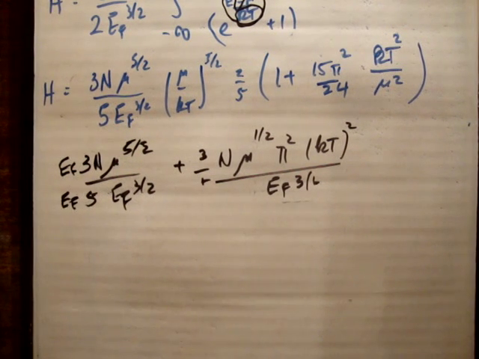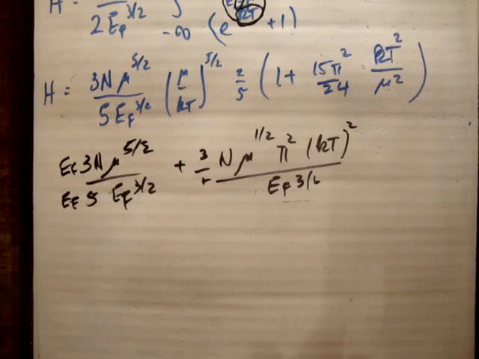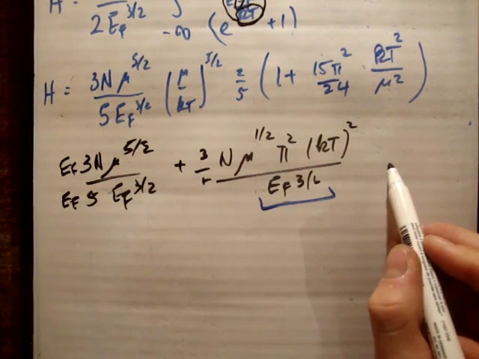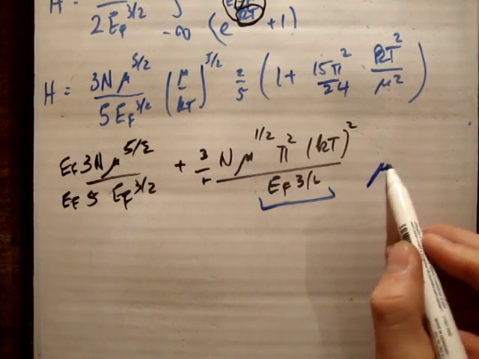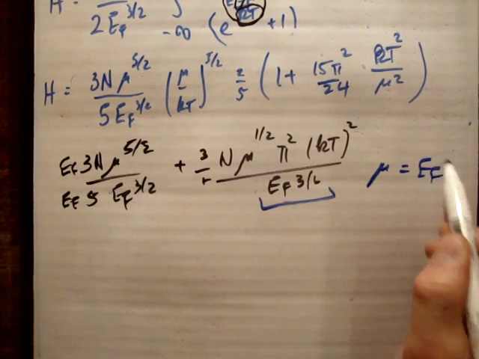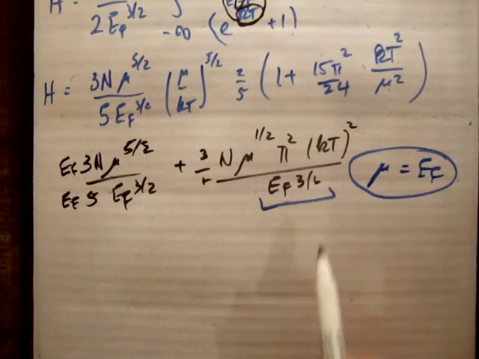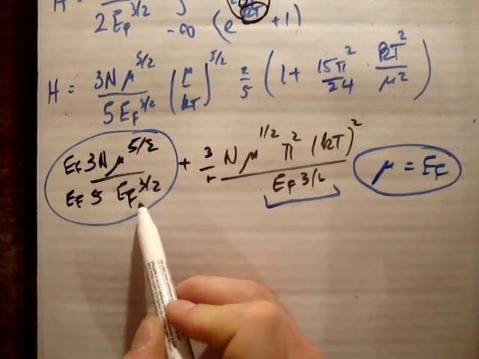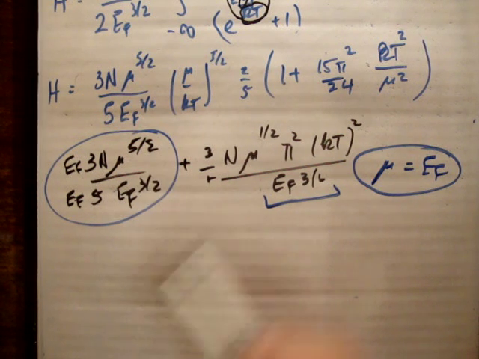Okay, so let's do that. I'm just going to write down the answer. By the way, in this term here, because this is very small, I'm going to say that the chemical potential is approximately E Fermi. You can make that substitution straight out. So just looking at this alone, I make the substitution that mu over EF to the 5 over 2 is equal to 1 minus pi squared over 12, kT over mu, squared, all to the 5 over 2.